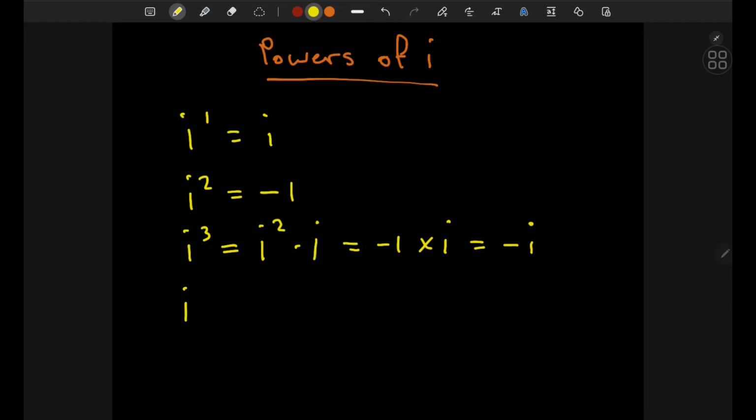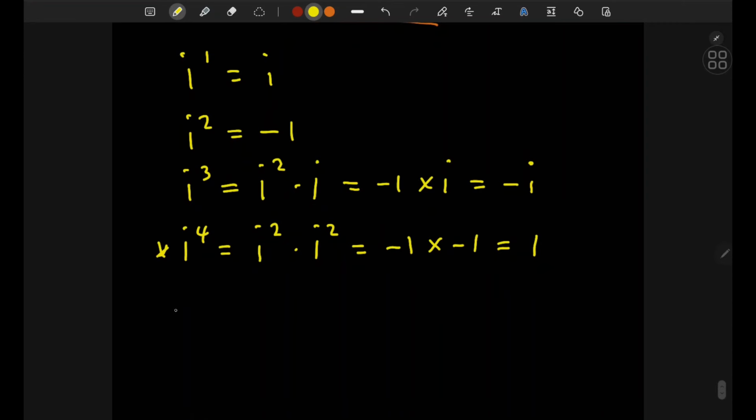If we try to solve for i raised to 4, we can split this into i squared multiplying with i squared, and we know that it's negative 1 by negative 1. The answer is just 1. So take note of this. i raised to 4 will always give us a 1. So which means if we try to solve for i raised to 5, we can have i raised to 4, because it's a standard that we know, multiplying with i raised to 1.